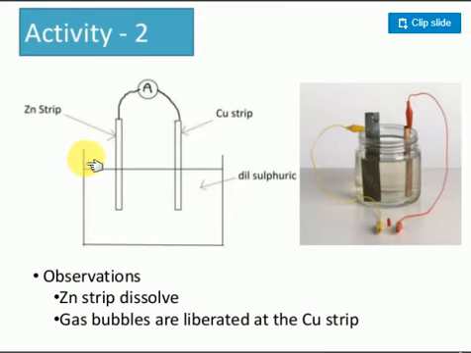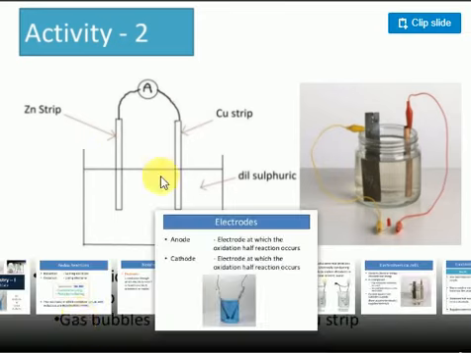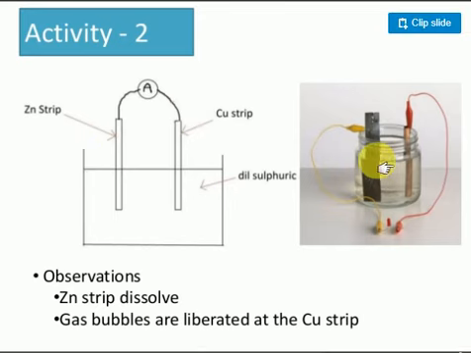Suppose some other activity you are taking here. Look at here, just consider 2 electrodes I am taking. One is a copper electrode, one is a zinc electrode. I am not taking any electrolyte here, so no deposition will take place. I am taking dilute sulfuric acid here. So what happened here? Observed: the zinc strip dissolved, and gas bubbles are liberated at the copper electrode.